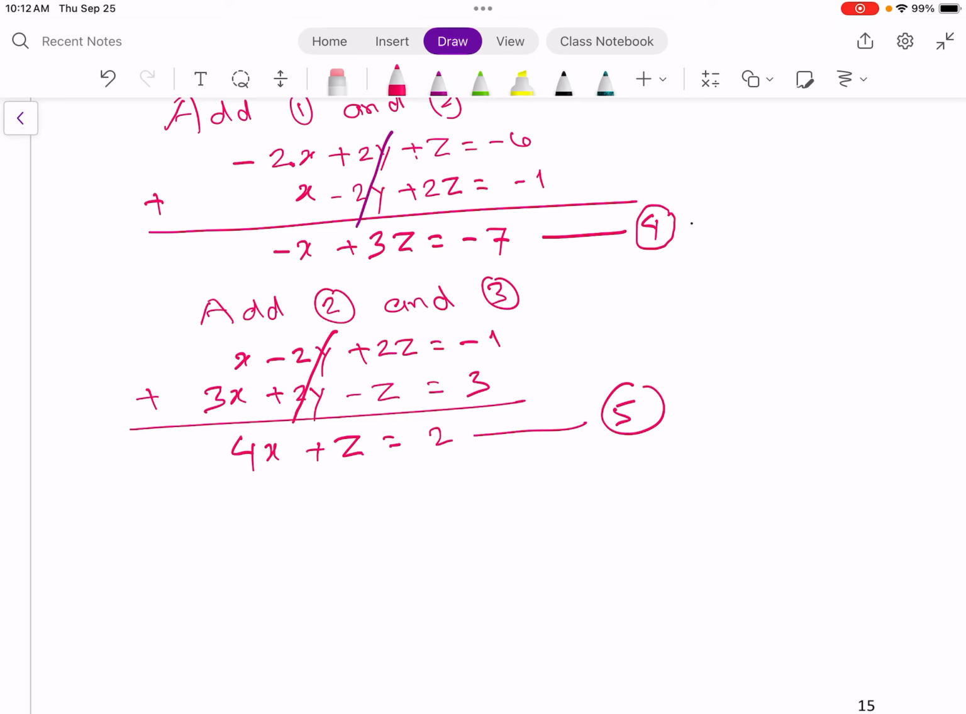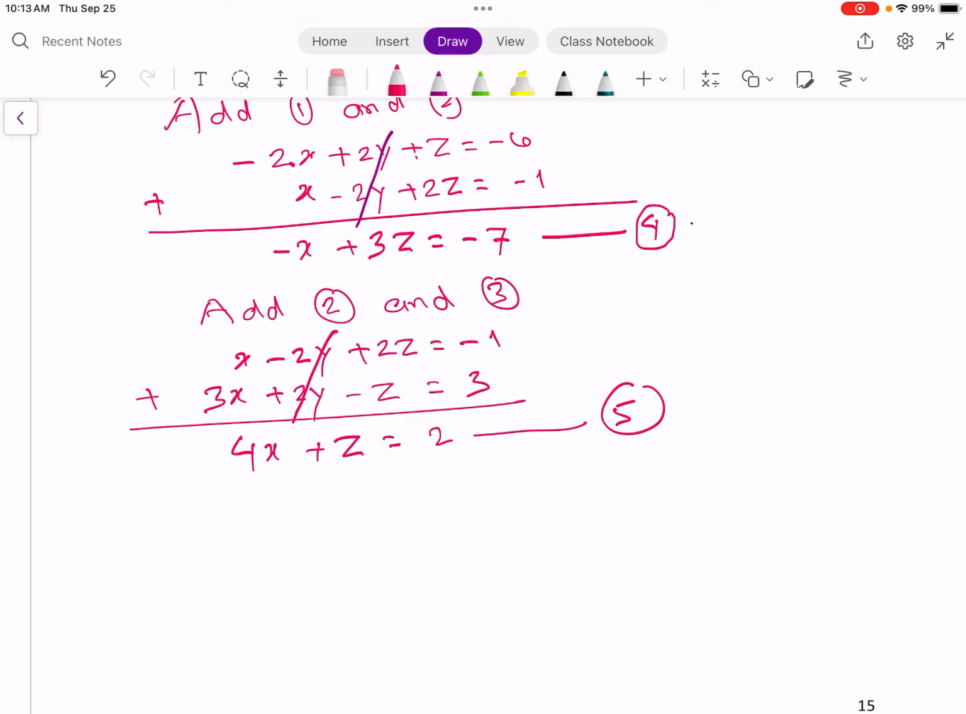We had 3 equations, okay? We eliminated our variable y by adding 1 and 2. And in the second case, we eliminate the same variable by adding the remaining pair of equations. Okay, any question up to here? Our target is finding the value of x and z. Now, if we look at equations 4 and 5, what do we see?